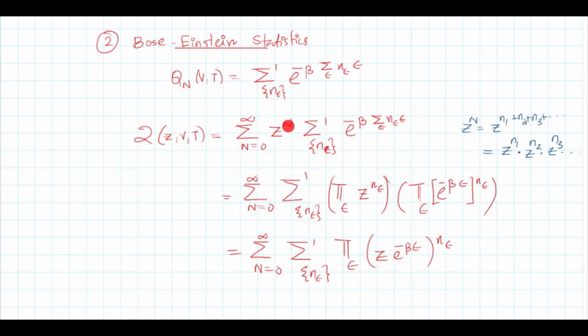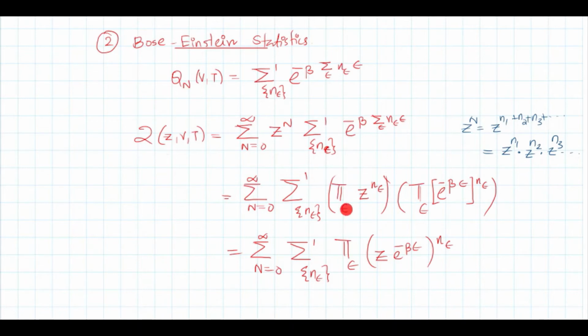Now, this z raised to n, I can write this n is actually n1 plus n2 plus etc. So z raised to n is z raised to n1 plus n2 plus n3 plus etc., where n1, n2, n3 are the number of particles in various single particle energy states. So this can be written as z raised to n1 into z raised to n2 into z raised to n3 and so on. Okay. So this is simply the product.